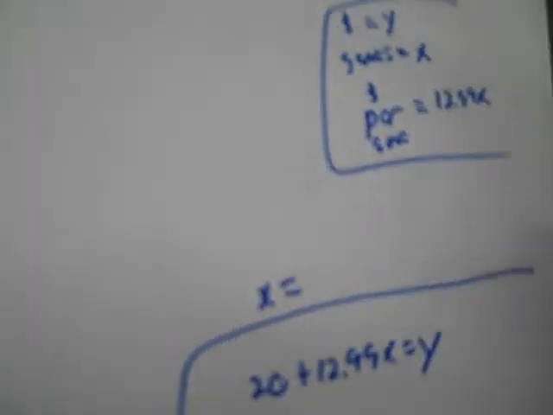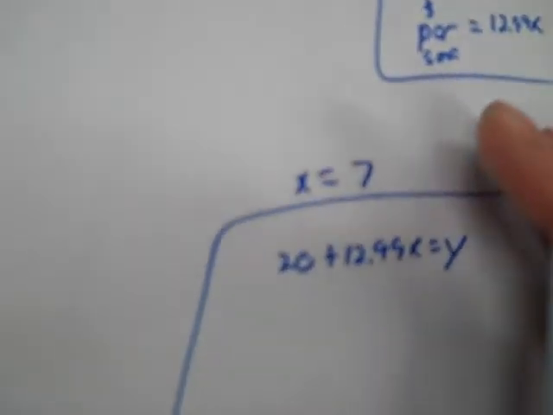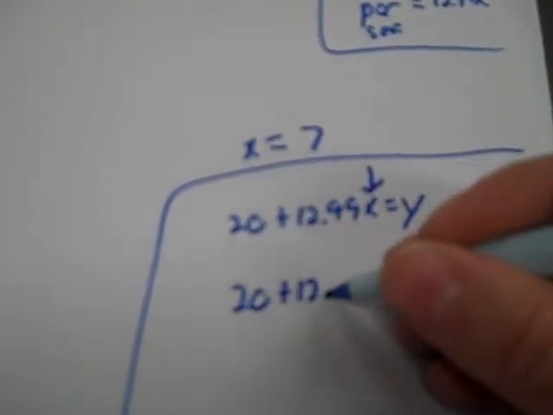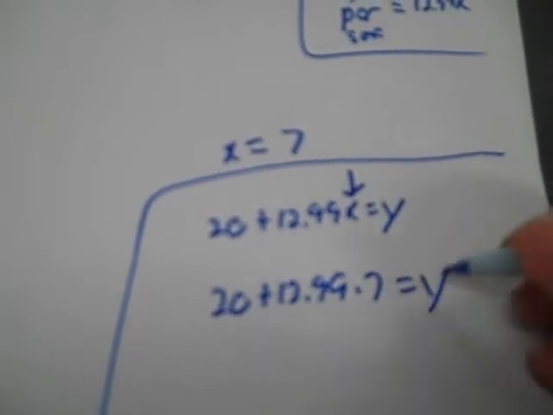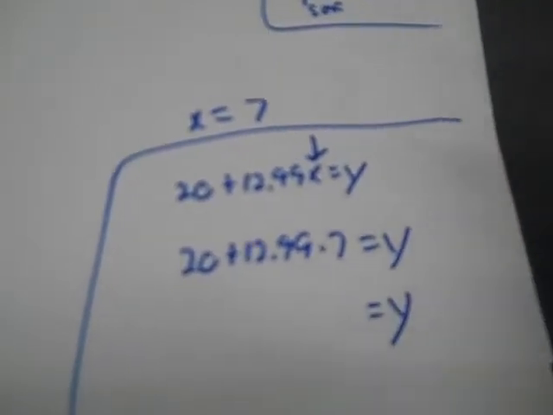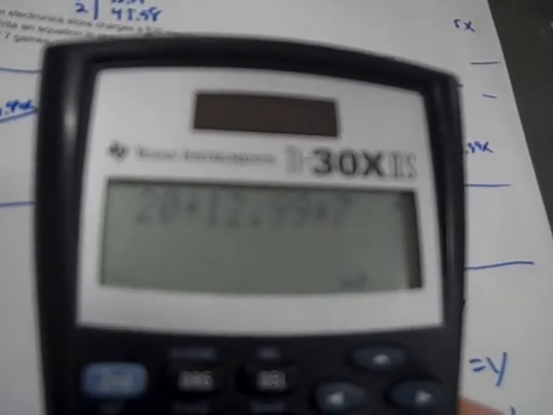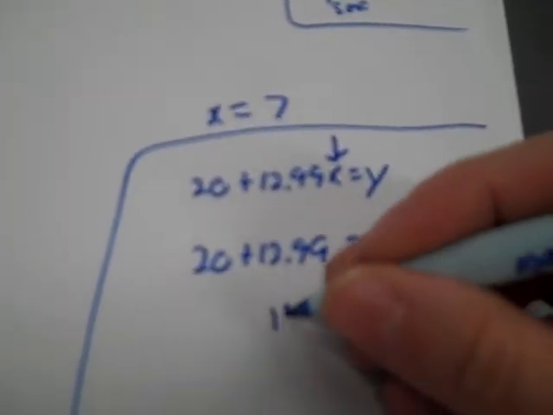Now, I'm solving for money. Money is y. So I'm solving for y. So if I'm going to solve for y, the x must be replaced. And I'm going to replace x, since x is games, with 7. Okay, so I replace my x with 7. So I have 20 plus 12.99 times 7 equals y. Now, when the y is all by itself, you just need to plug that expression into your calculator. 20 plus 12.99 times 7. If you do it all at once, it will multiply first and then add 20. 110.93.